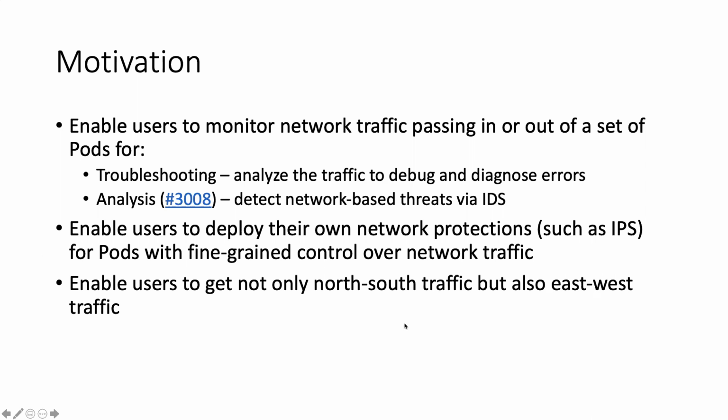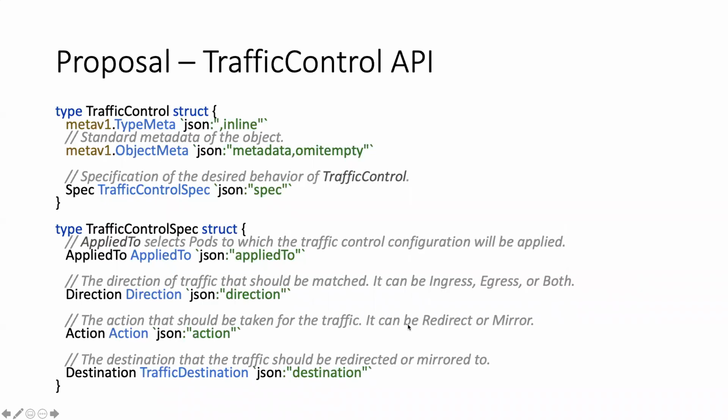And the third is that, as mentioned above, if we don't have this capability, users can only intercept north-south traffic, but not east-west traffic. So we propose to add a traffic control API using a related CRD. And the traffic control API accepts clients' requests about the desired behavior from users to control the Pod traffic with OpenFlow rules.